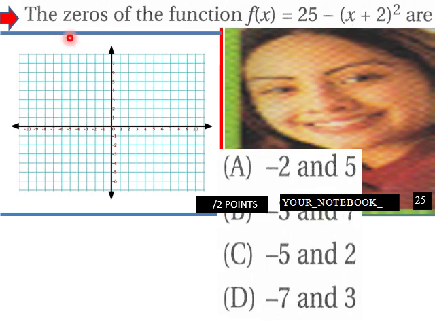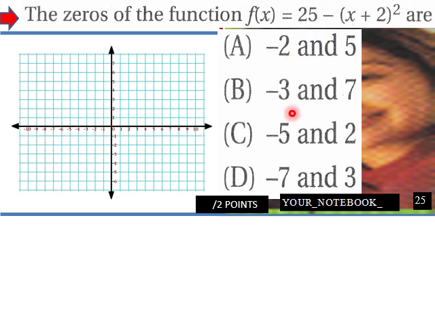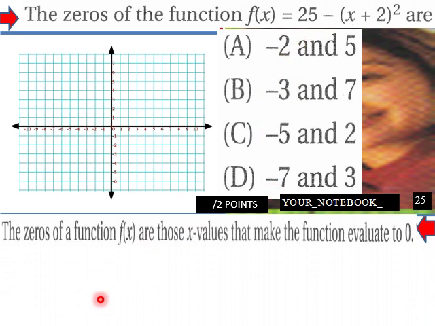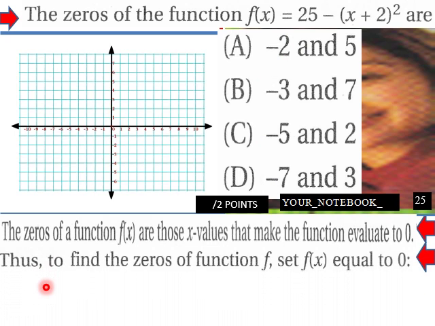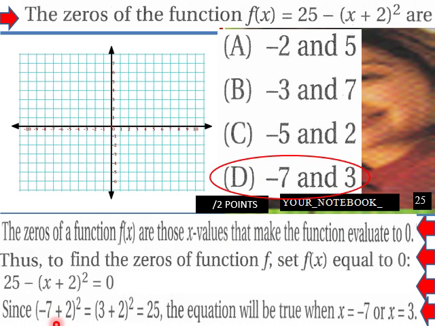In your notebook again, find the zeros of the function f of x equals 25 minus the quantity x plus 2 squared. To find the zeros, set f of x equal to 0. We just make this equal to 0. Since negative 7 plus 2 quantity squared equals 3 plus 2 quantity squared equals 25, the equation will be true when x equals negative 7 or x equals 3.